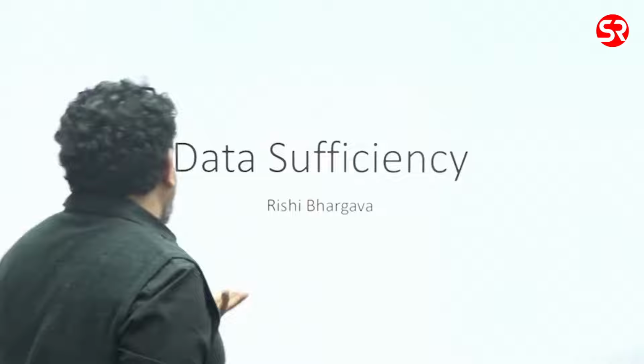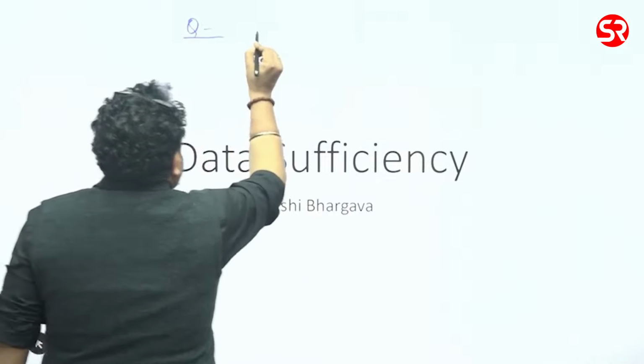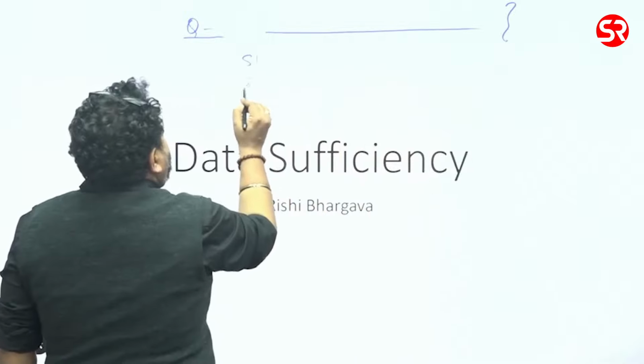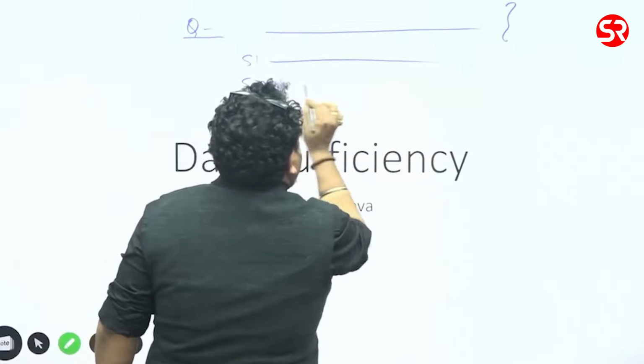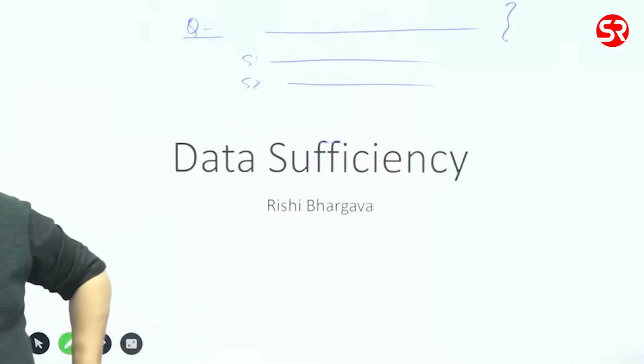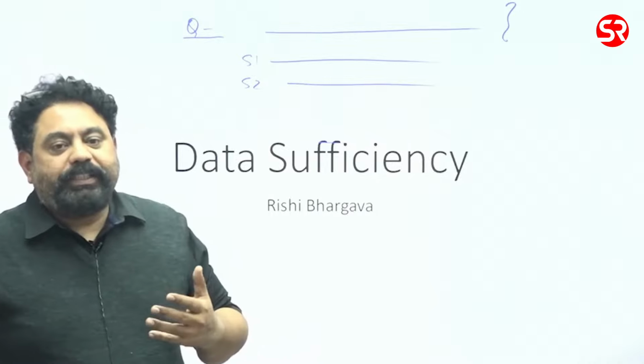So what is data sufficiency? He puts a question. He has a question in his mind and then he gives you statement one and statement two. Now this question has to be solved. And then he gives you options. What options are there?